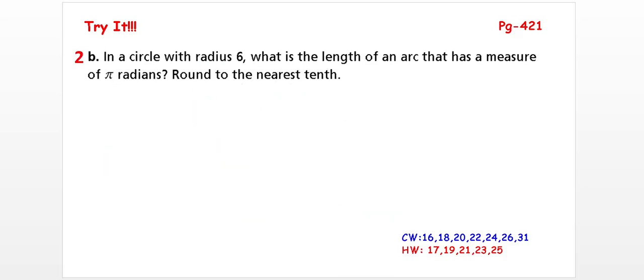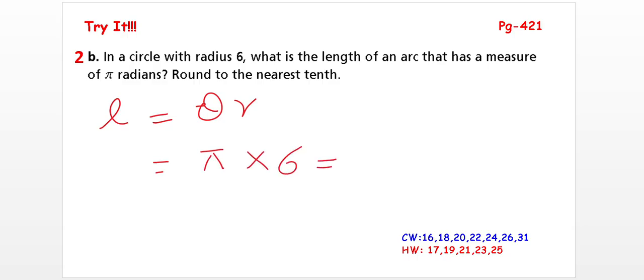Here is 2b. It says, in a circle with radius 6, what is the length of an arc that has a measure of pi radians? Now, because the angle is given in radians, you have to use the formula for the radians. So we want to find the arc length. The length will be equal to theta r. Theta is the angle, so the angle is given as pi, times the radius. The radius is 6, so it's going to be 6 pi, and if you turn it into decimals, it will become 18.6 units. Clear? So this will be the answer.